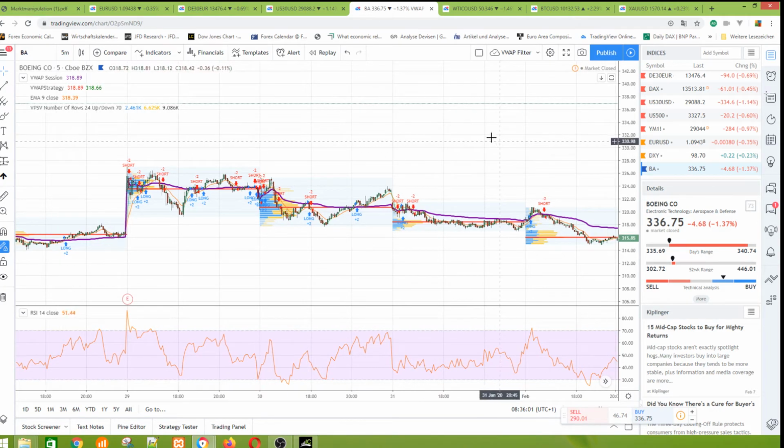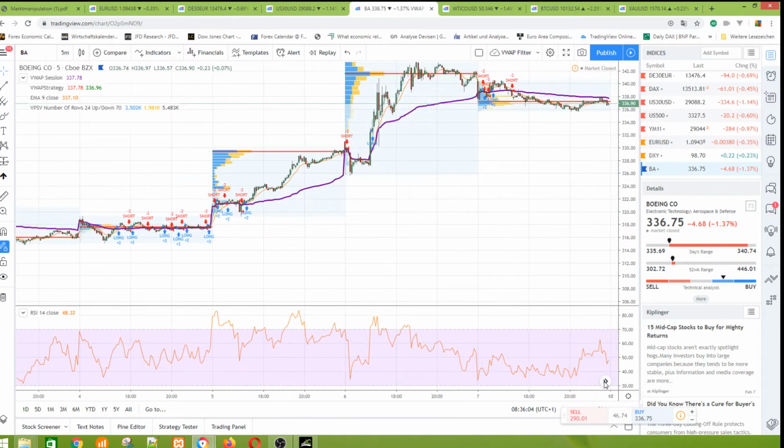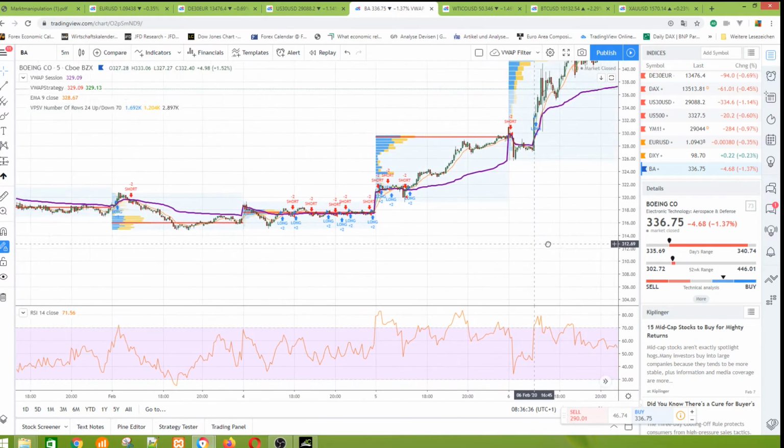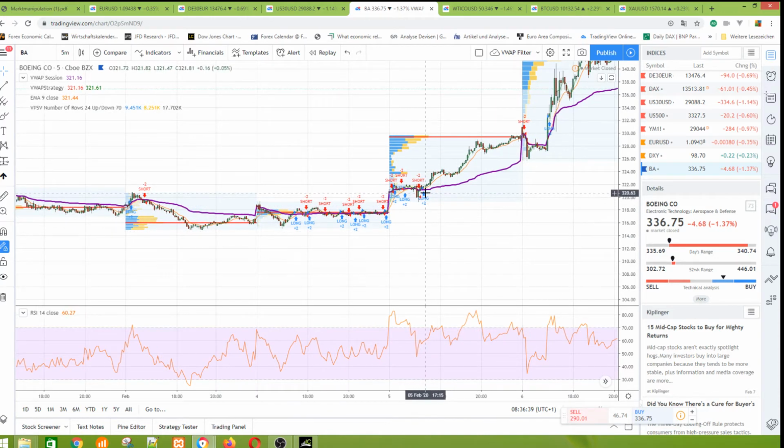Here Boeing, for example. And this is astonishing because I don't trade Boeing. There the signals seem very clear. Here up, cross down, and you remain below the VWAP. There you have an inversion candle, and it goes down again. Or here we get a clear signal long and we stay long.